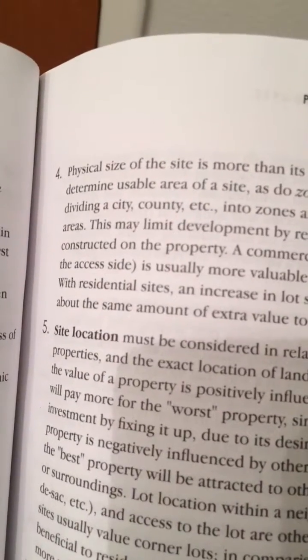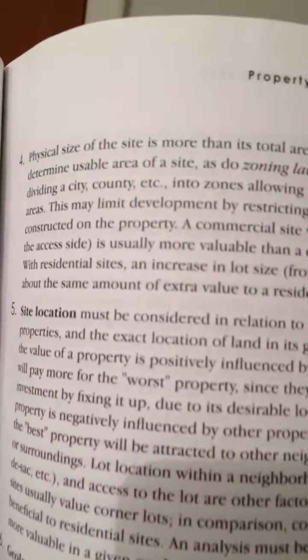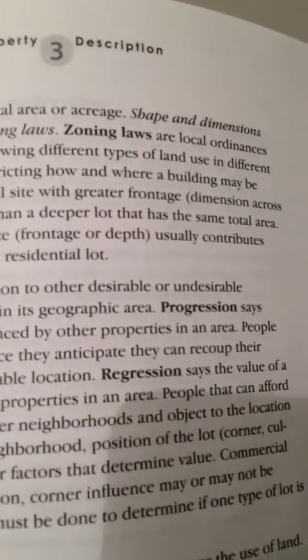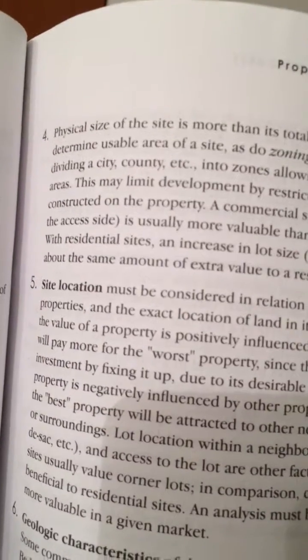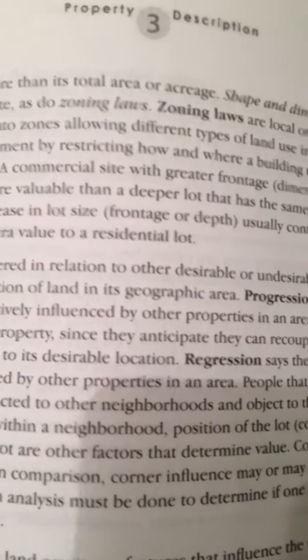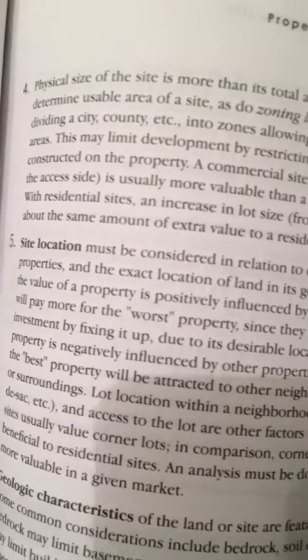Zoning laws are local ordinances dividing a city, county, etc. into zones allowing different types of land use in different areas. This may limit development by restricting how and where a building may be constructed on the property.